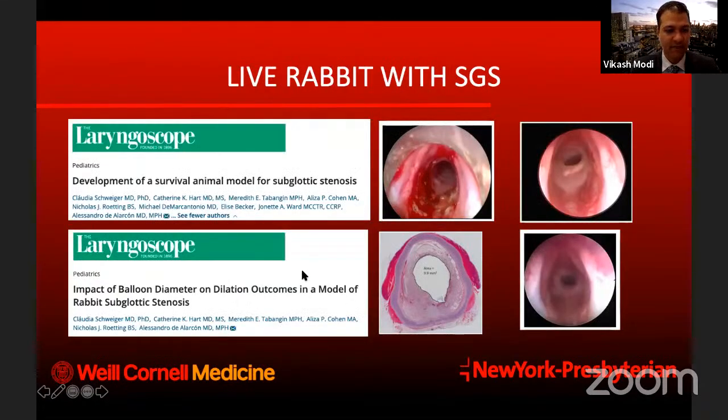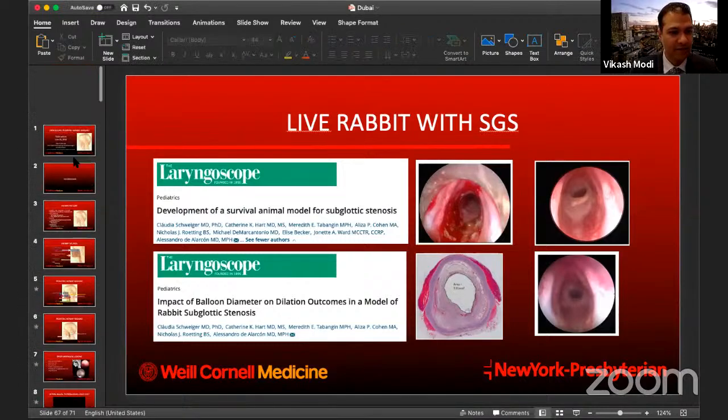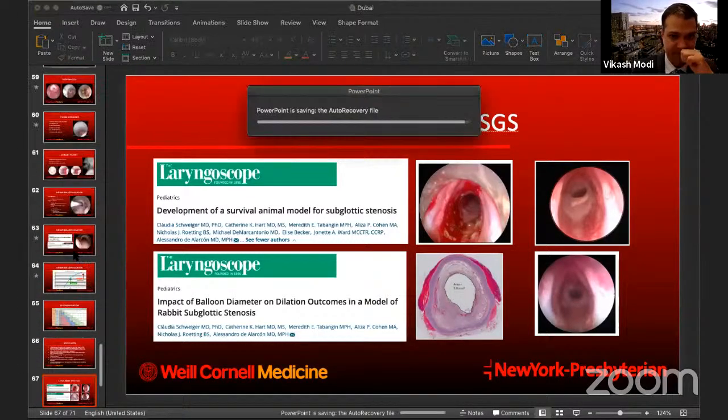I can go back to that slide. I think that is really the key, is if you leave that rim of mucosa, I think you're in okay shape.